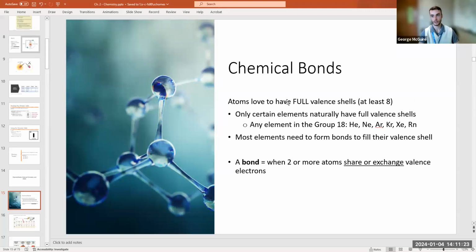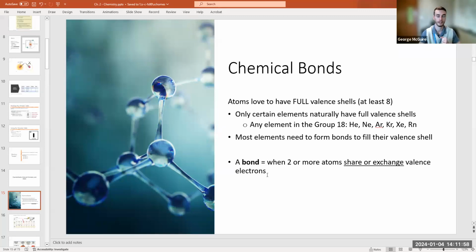Okay, so moving on from that, there are elements that already have full valence shells. Any of these elements that exist in group 18, so helium, neon, argon, etc., has a full valence shell on its own, and so they cannot create chemical bonds with other elements. They only exist naturally or can create bonds with themselves. They may have interactions with other molecules or other elements, but they cannot form full bonds. They cannot share electrons with each other.